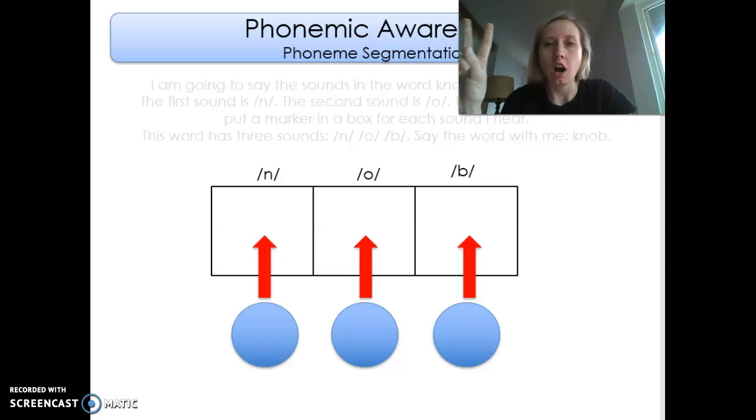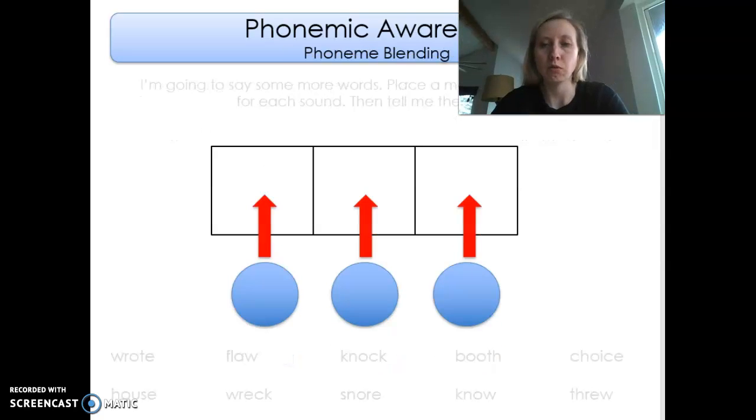So n, o, b. How many sounds? 3. Okay, let's do a couple more. Wrote: r, o, t. 3 sounds. Flaw: f, l, aw. 3 sounds. Knock: n, o, k. 3 sounds. Booth: b, oo, th. 3 sounds. Choice: ch, oi, s. 3 sounds. House: h, ow, s. 3 sounds. Wreck: r, e, k. 3 sounds.